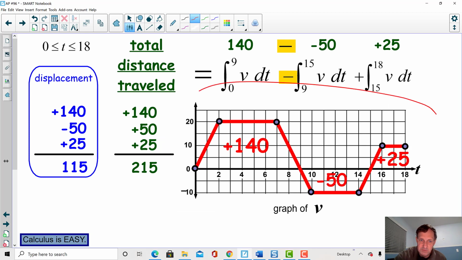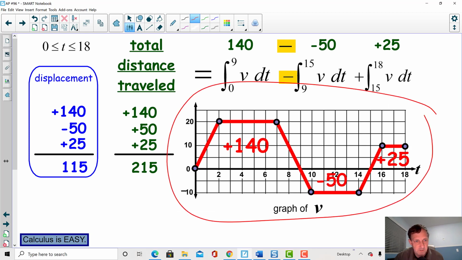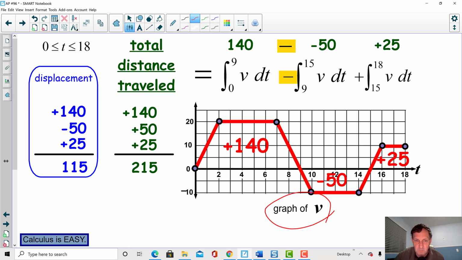You might recognize this picture right here. This is from an earlier example that we worked on. There was some kind of a squirrel traveling right, then left, then right. This is a graph of the velocity of the squirrel at any time t. And the time interval went from 0 to 18. So you can see that during the first 7 units of time, the squirrel traveled 140 units to the right. And then from t equals 7 to t equals 15, the squirrel is traveling left, a total of 50 units. And then from t equals 15 to t equals 18, the squirrel travels 25 more units to the right.